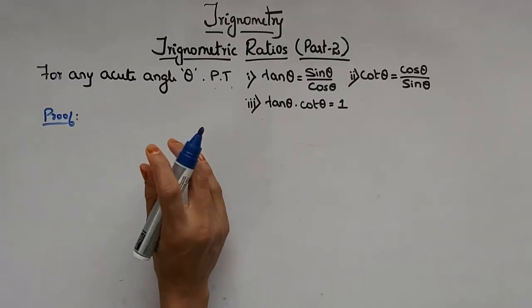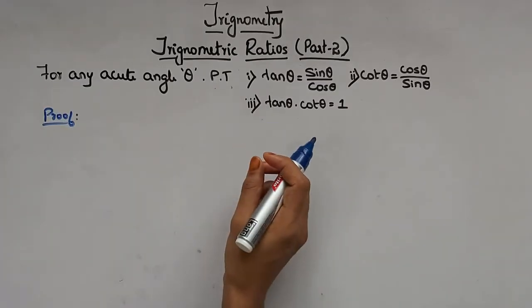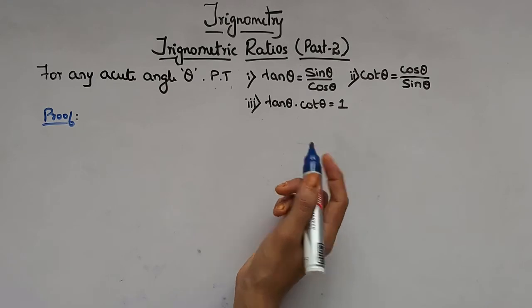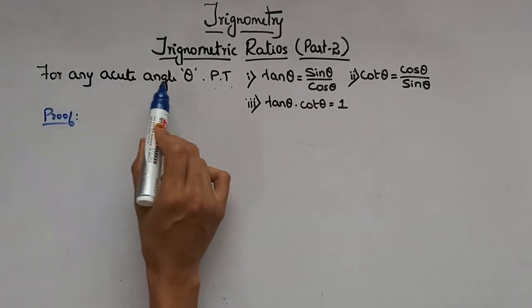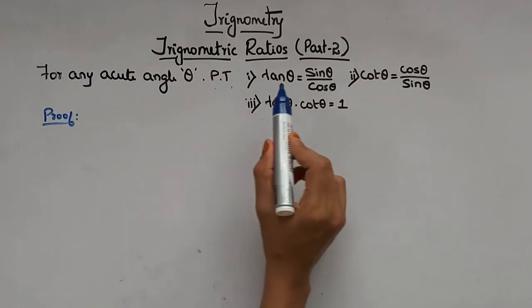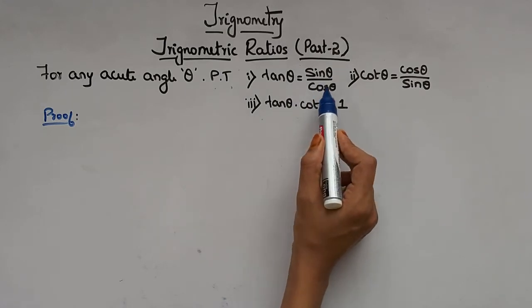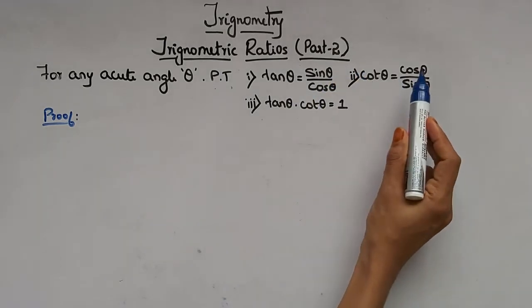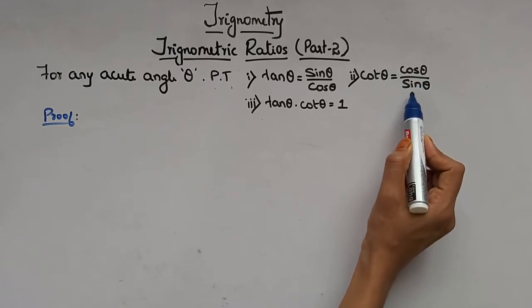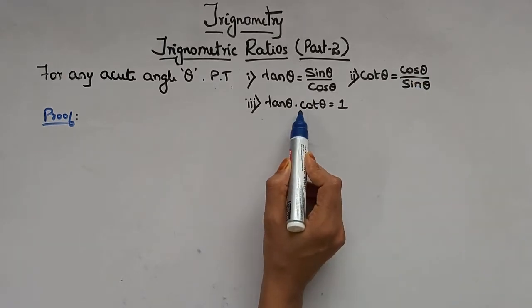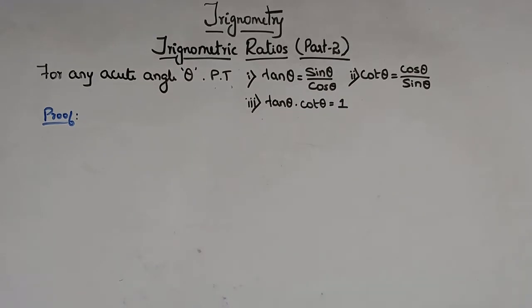Now let's prove some of the important relations which will be helpful while solving the problems. For any acute angle theta, prove that tan theta is equal to sin theta by cos theta, and we have to prove cot theta is equal to cos theta by sin theta, and tan theta into cot theta is equal to 1.